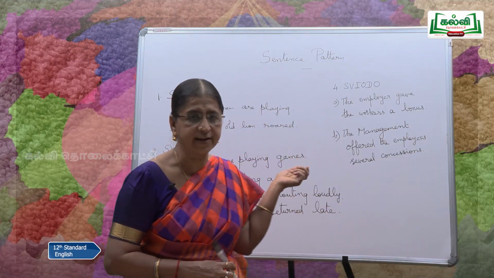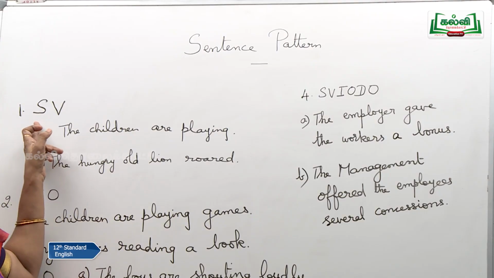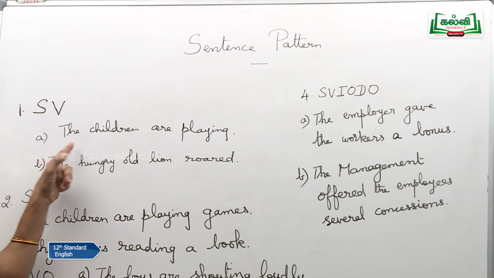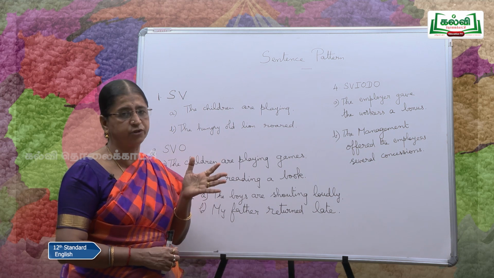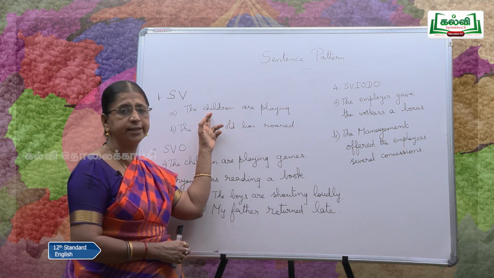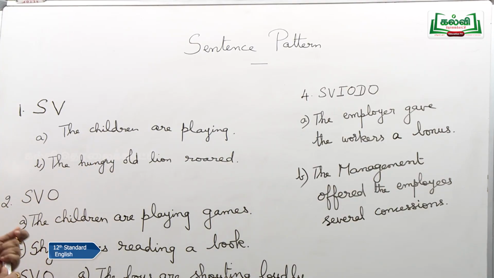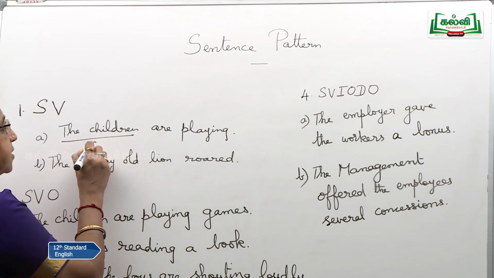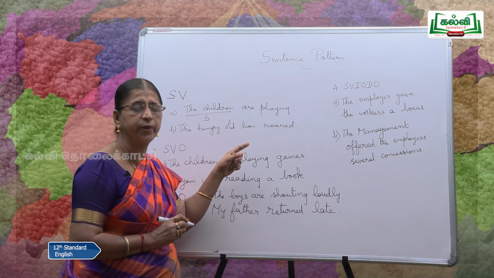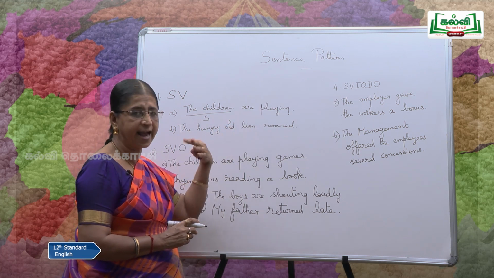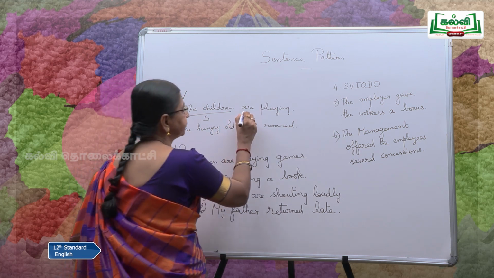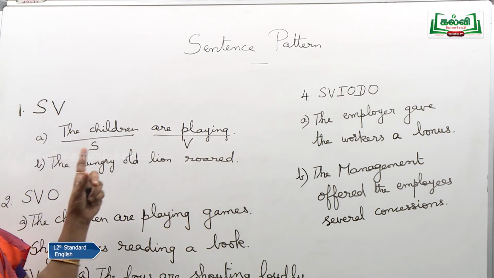Now I have given you some sentences on the board. Look at the first pattern SV, the children are playing. So what we talk about is the subject. So who are we talking about here? The children. So the children becomes the subject. What are they doing? Action or state, showing the state. Here action, they are playing. So this is the verb.